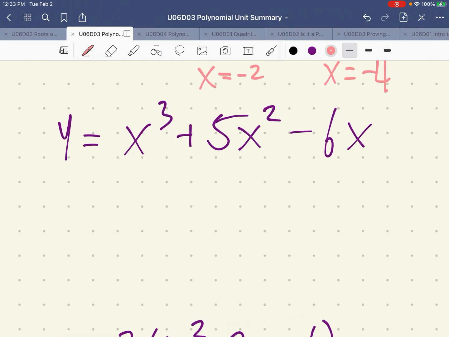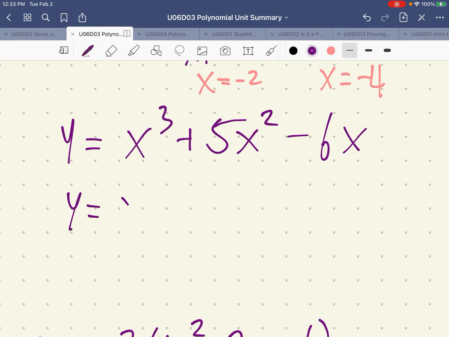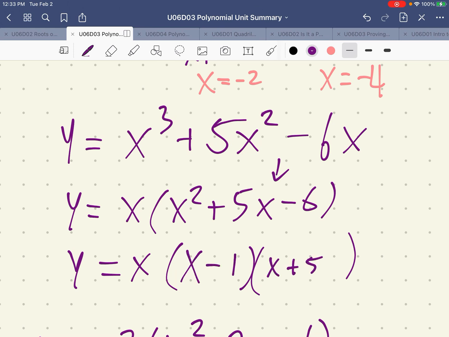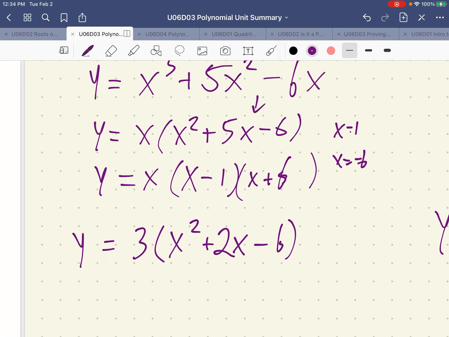In this one, it seems a little more complicated to factor. In this case, we have to factor out a GCF first. The GCF is x, so y equals x, parentheses, x squared plus 5x minus 6. We should see if this can be factored. If not, we might have to use the quadratic formula. Two numbers that multiply to be negative 6 but add up to be positive 5 should be x minus 1 and x plus 5, giving us the roots of x equals 1 and x equals negative 6. So those are the roots for that example.